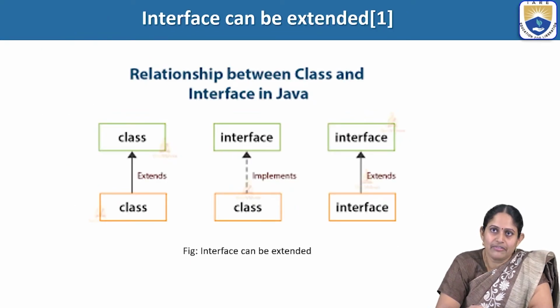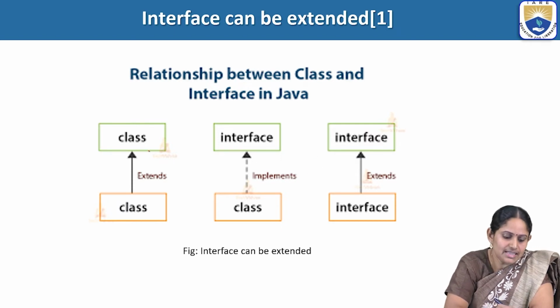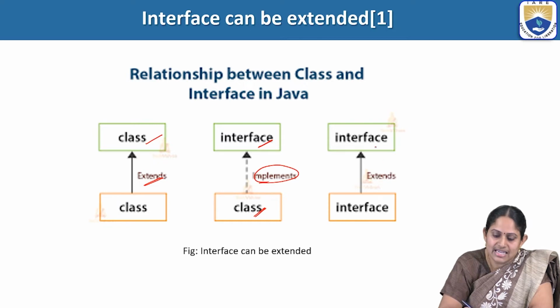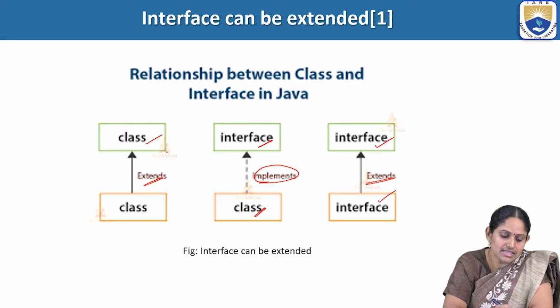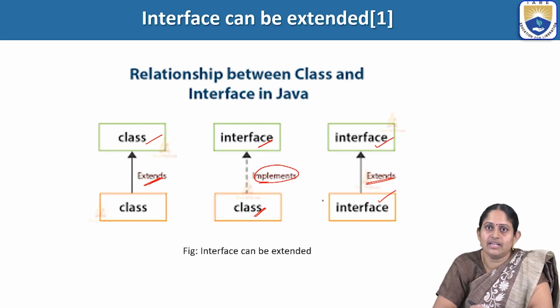If we briefly look into the relationship between classes and interfaces, a class can inherit another class by using the extends keyword. A class can implement an interface using the implements keyword, and an interface can extend another interface using the extends keyword. So inheritance is implemented using the extends keyword between classes and between interfaces.